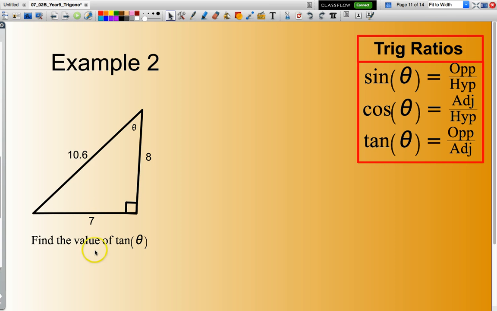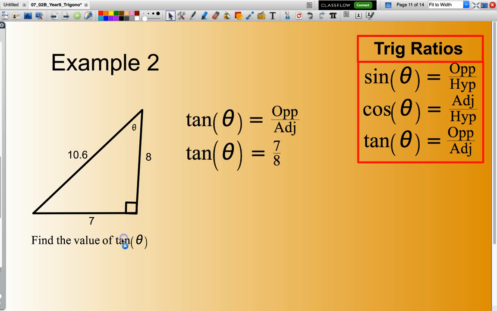This time, find the value of tan theta. Well, quickly we go to the ratio for tan theta. That is the length of the opposite divided by the length of the adjacent. So all I need to do here is identify where is my opposite. There's my opposite. Where is my adjacent? That ratio there, or that fraction, is the value of tan theta. So in other words, tan theta equals 7 divided by 8.